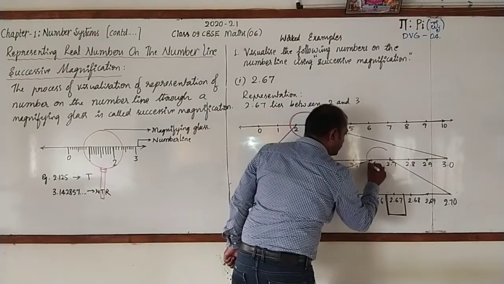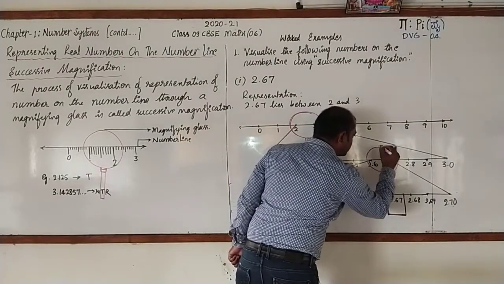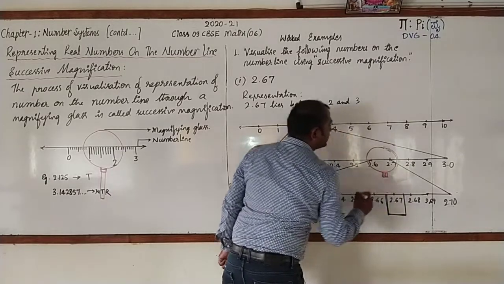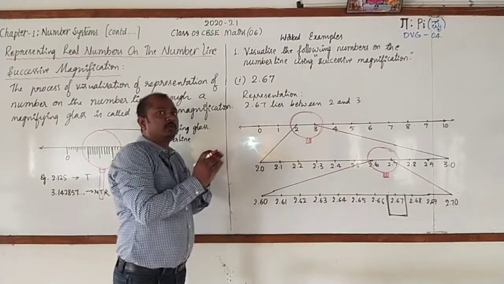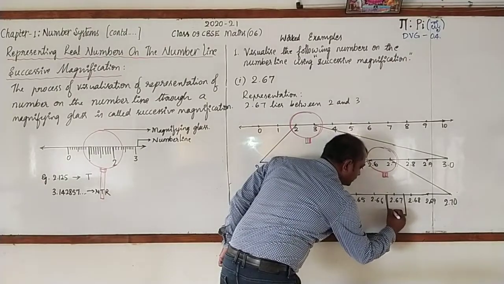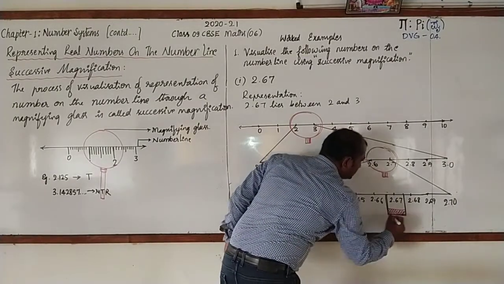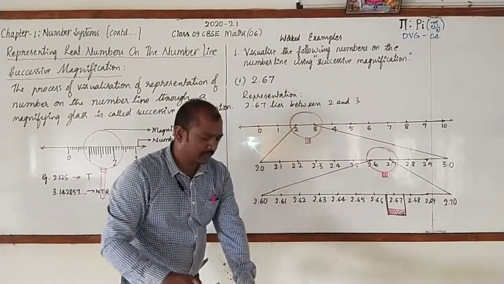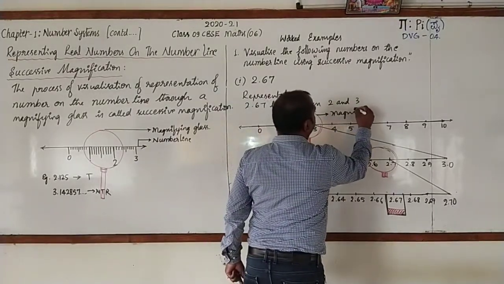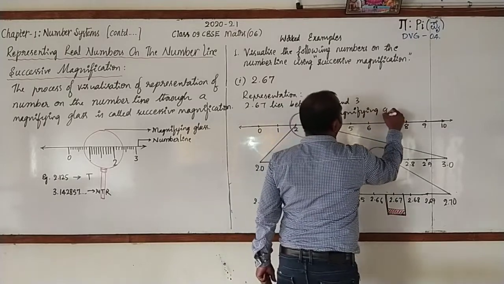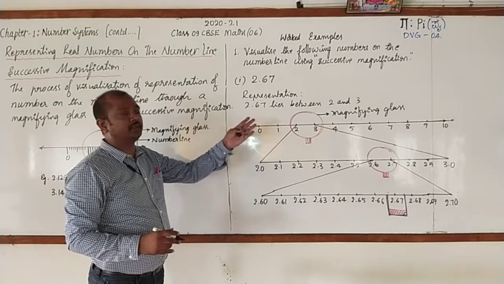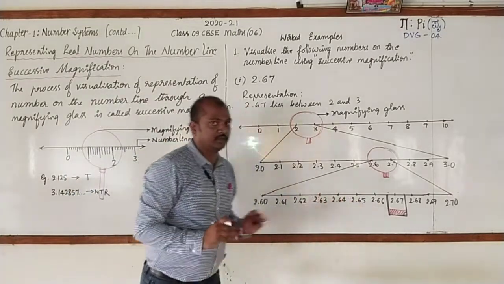Here I draw one more magnifying glass. Next, 2.6 and 2.7 are again expanded. We have got 2.67. I am highlighting this. Without fail, you have to write here: this is the magnifying glass. So this is the method of representing a decimal number on the number line.